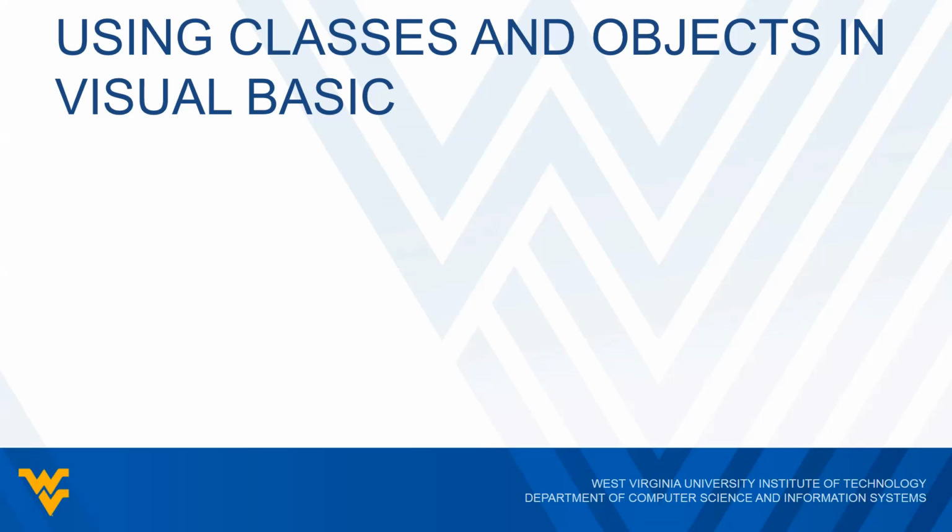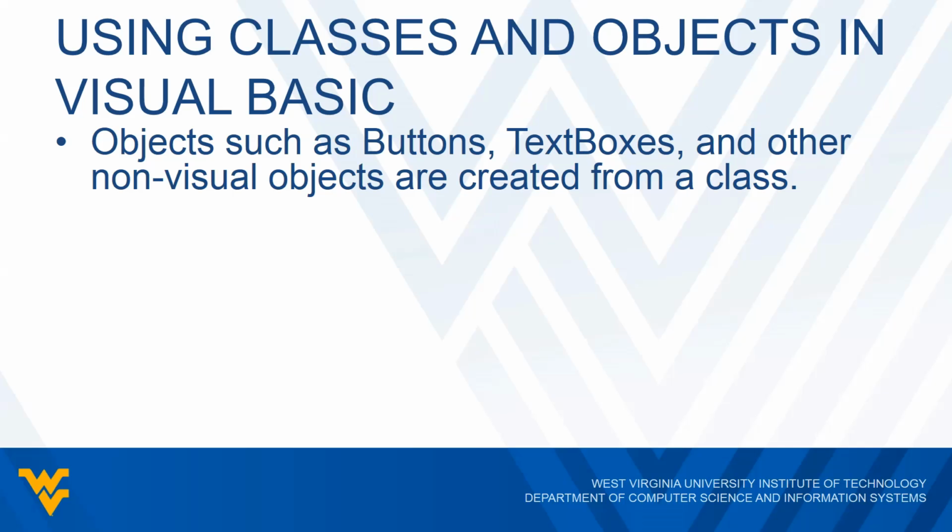So how do we use objects in classes in Visual Basic? Well, you may or may not know this already, but objects such as buttons, text boxes, labels, and even other non-visual objects are actually created from a class. Just think about it for a minute.